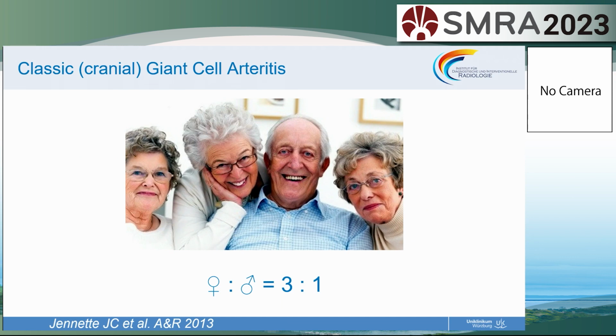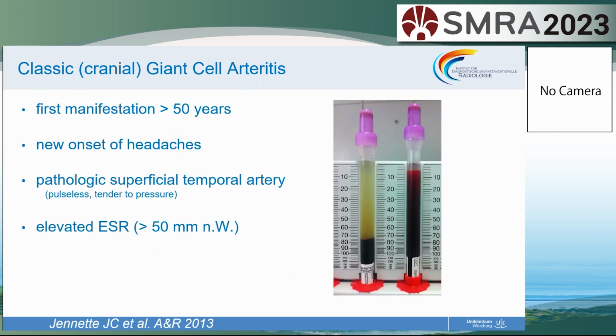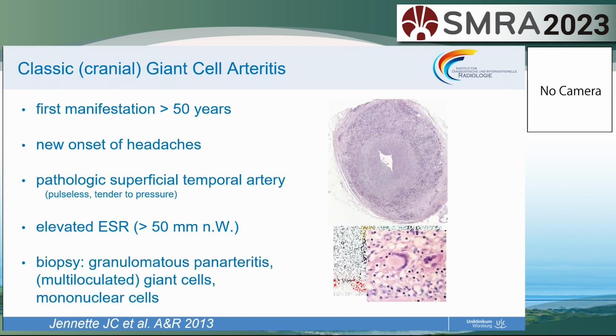Giant cell arteritis has a predominance of elderly females, 3 to 1 as compared to males, and it typically occurs at the age of 50 plus years with new onset of headaches. On palpation, the superficial temporal artery is hardened and painful, and the ESR is elevated in those patients. The histology is the ground truth, if you will, which shows granulomatous panarteritis, as you can see on those images.